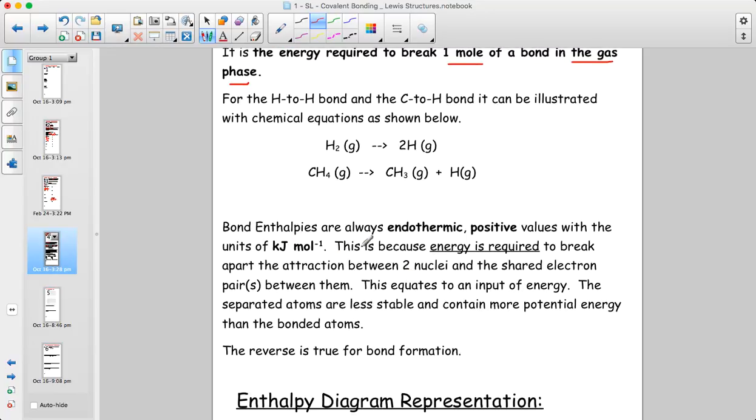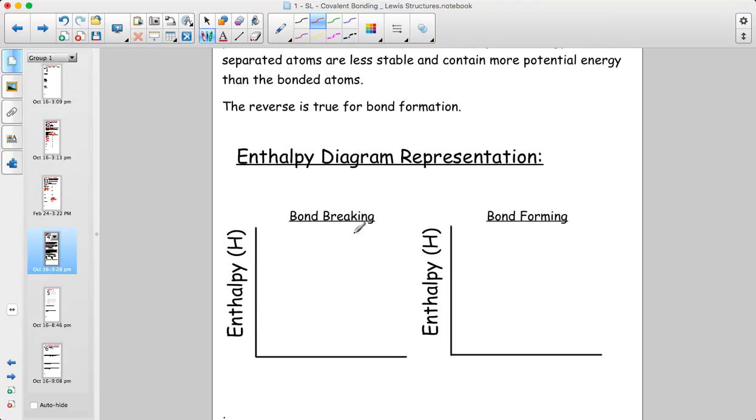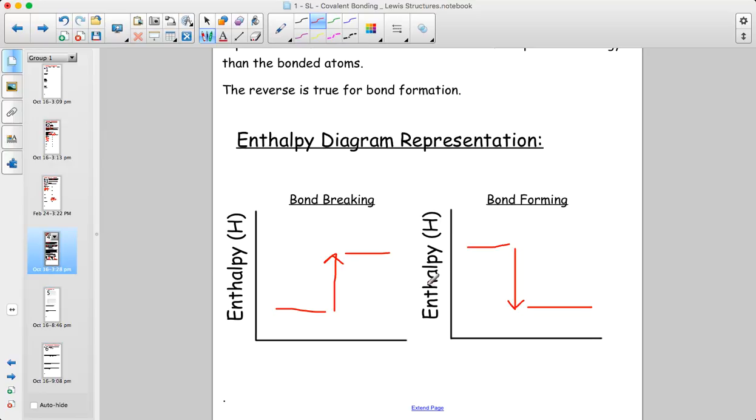Bond enthalpy values are always listed as positive values, endothermic values, because it takes energy to break apart bonds. Bonds are attractions. They are positives and negatives being held together, so it always takes an energy input to break them apart. And the reverse will therefore be true for bond formation. Anytime you break bonds, you have to put in energy. You start off with the bonded atoms, and afterwards the unbonded atoms have more potential energy. They are less stable. And when bonds form, that is always exothermic, and energy is released as the atoms come together and attract one another.